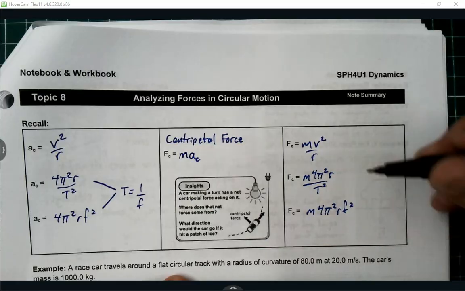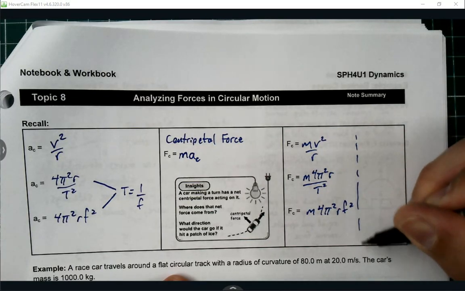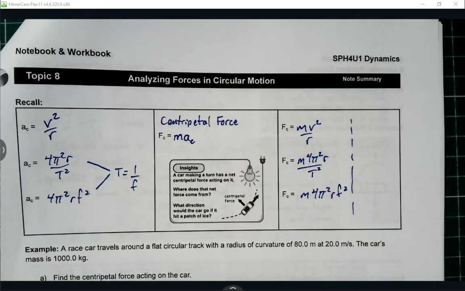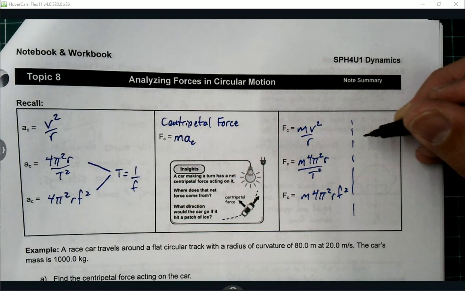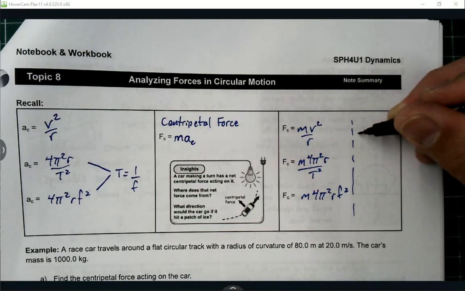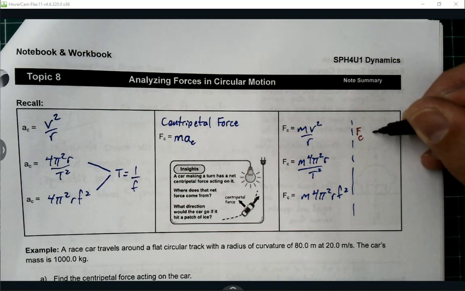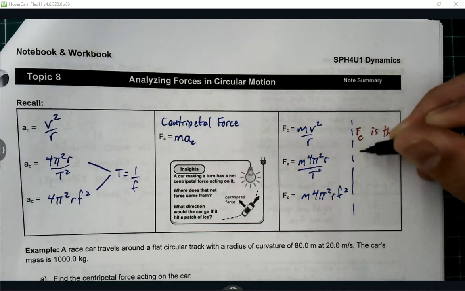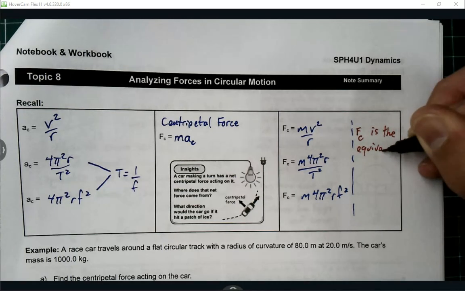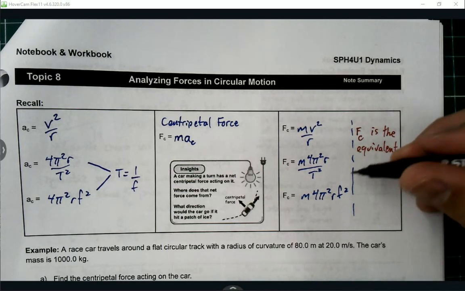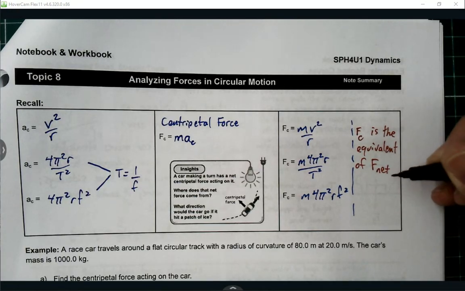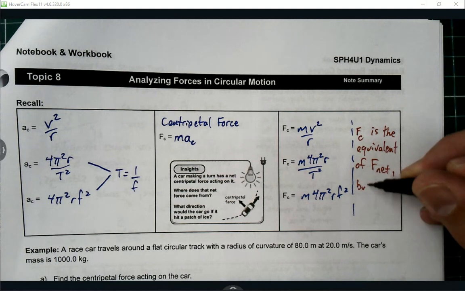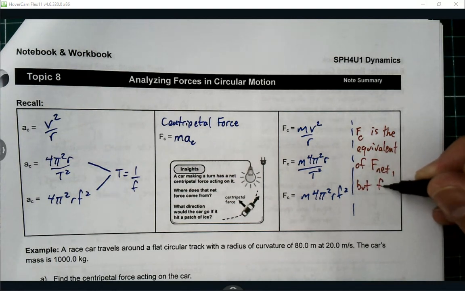is Fc. And just a little note on this, let's make myself a little block off here, that when we talk about Fc, not only does it seem like an equivalent statement to Newton's second law, but for circles, it might be better to say Fc is the equivalent of stating F net, but for circular motion.